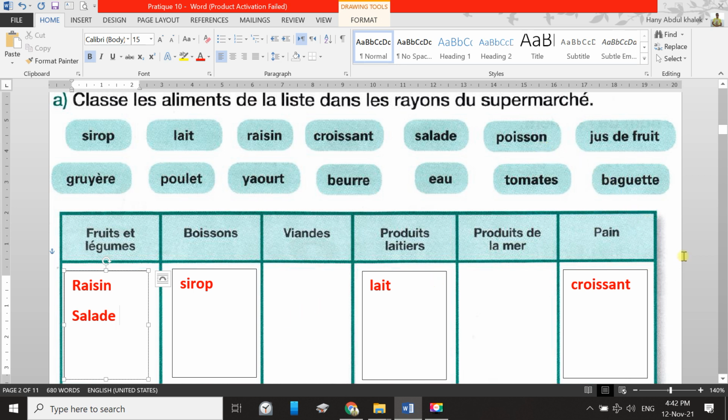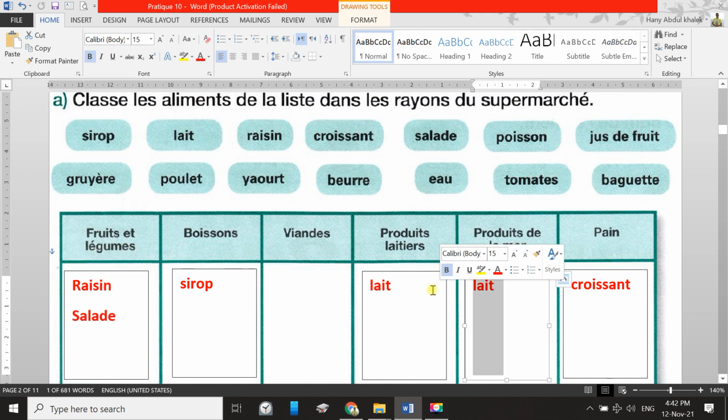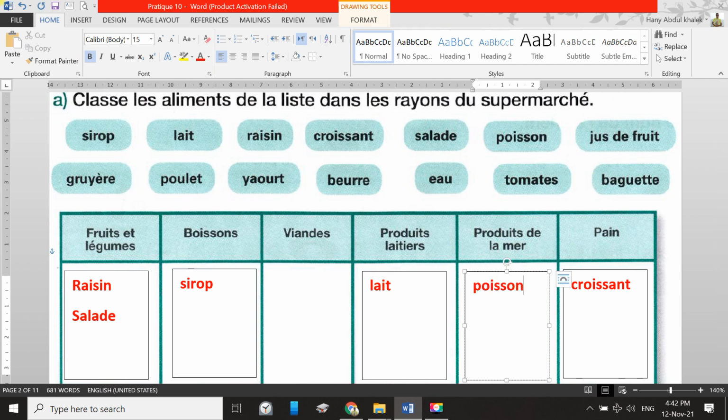Poisson means fish. We can find les produits de la mer, the seafood, here. Okay, poisson. Jus de fruits. Pay attention, fruits means fruits, and we can find it here. But jus means the juice. So here, jus de fruits, it will be here.